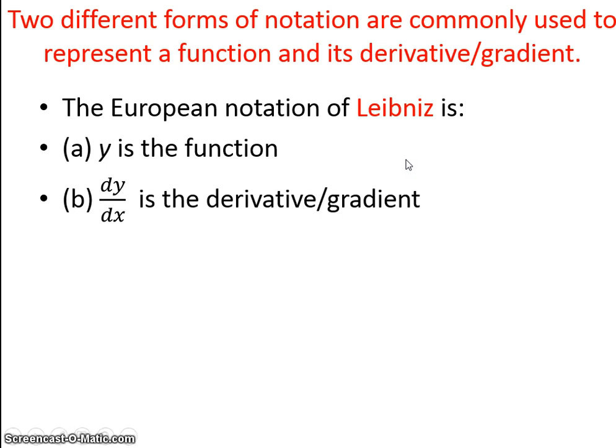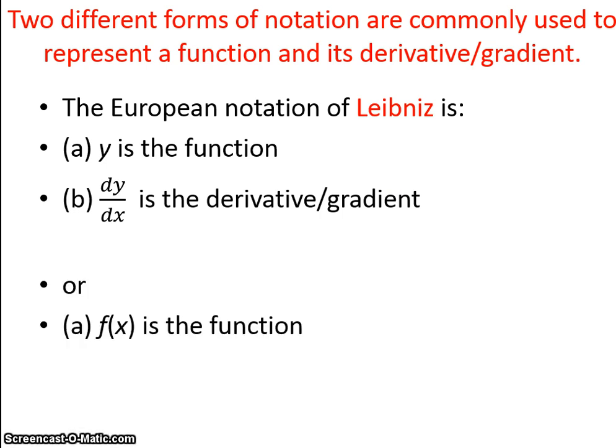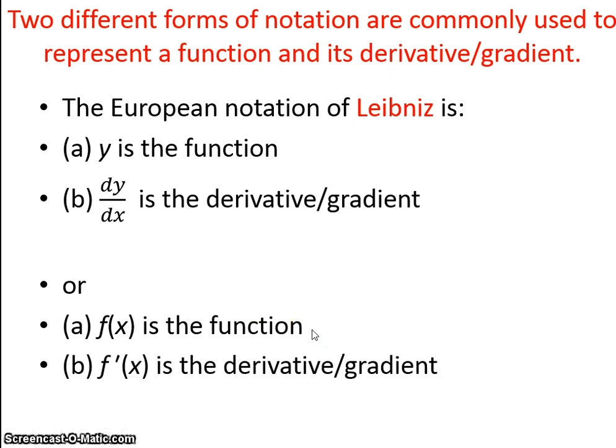Now the second type of notation we can use is known as function notation, where the original function is denoted as f of x. And when the original function is denoted as f of x, we call the gradient or derivative function f dash x. This is known as function notation as opposed to Leibniz notation or y notation.